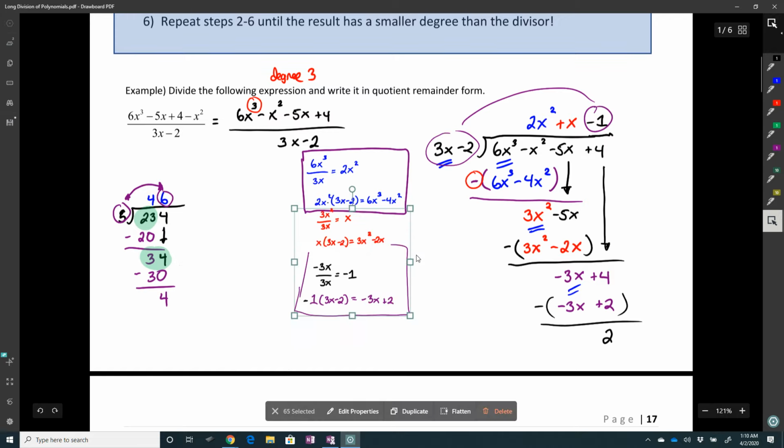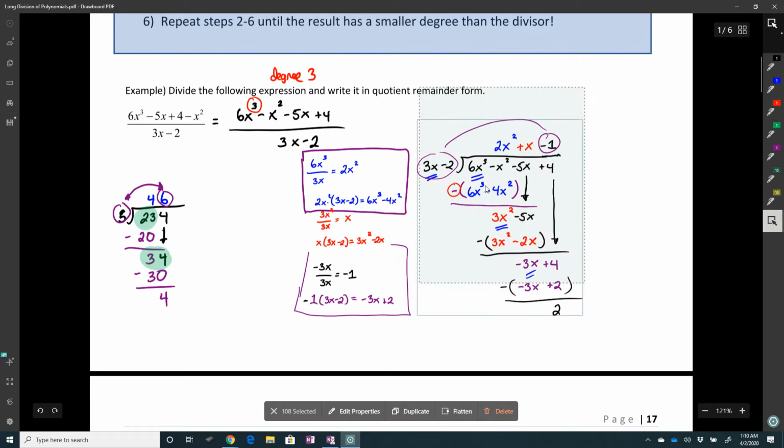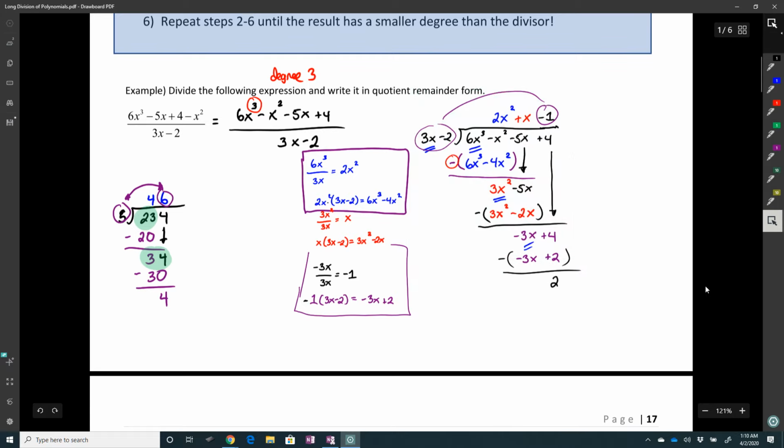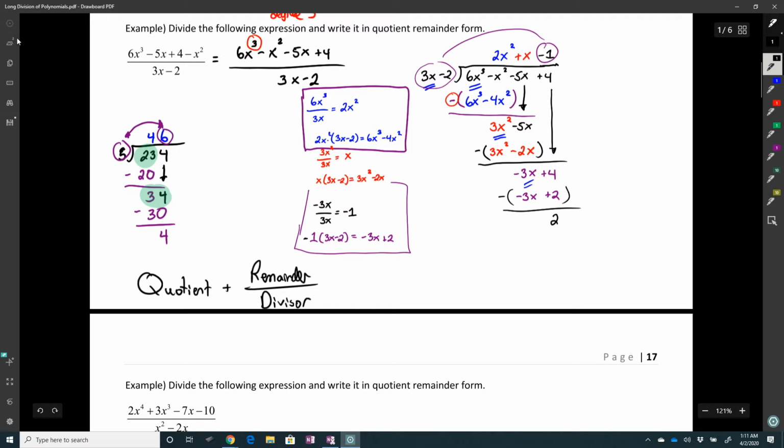Oh, fun, fun, fun. So now we can write our final answer. After you have all of this stuff done, you look it over, and I can put it up here. Our answer is going to be quotient plus remainder over divisor. Okay, just like with any mixed number. Quotient plus remainder over divisor.